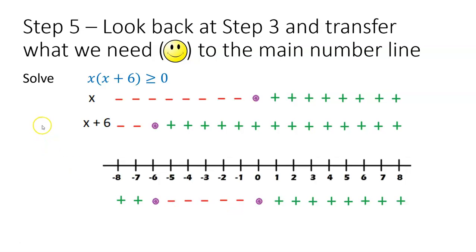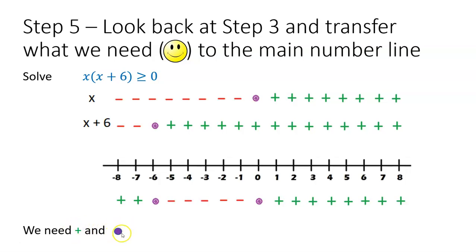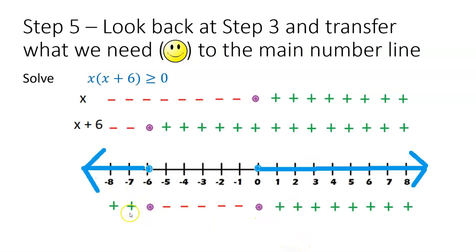We have to remember what we saw in step 3. What ones do we really care about? And if you'll recall, we need the green plus symbols and the purple filled in zeros. We're going to take these sections and slide them up onto the main number line. And there they are. Move this part up, move this part up.